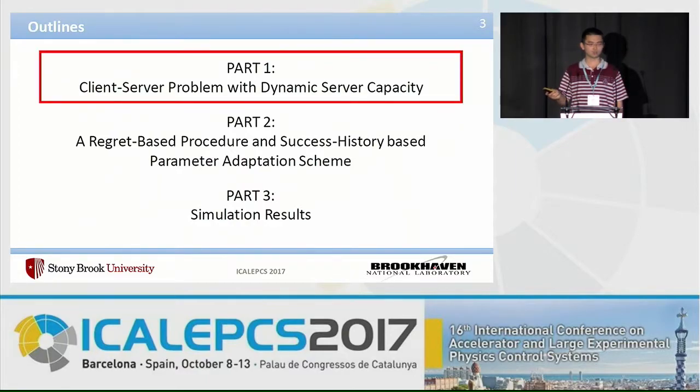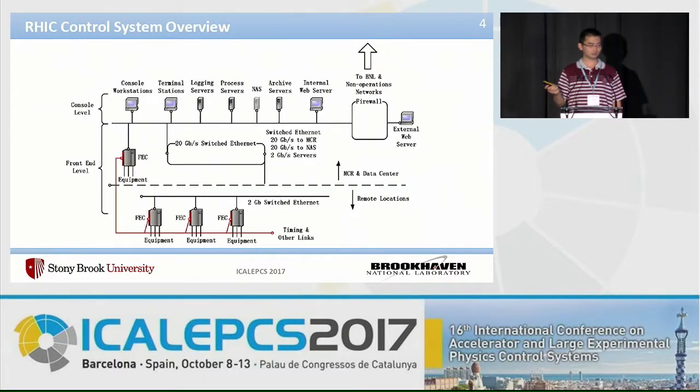So first, let's talk about the problem we're going to solve. Client-server problem with a dynamic server capacity. First, let's have an overview of the rig control system. It consists of two layers. The top layer, console level, contains workstations and servers providing services to users for providing some general computing resources. And the lower layer is the front-end level, consisting of more than 500 front-end computers, each of them running on VxWorks, a real-time operating system.